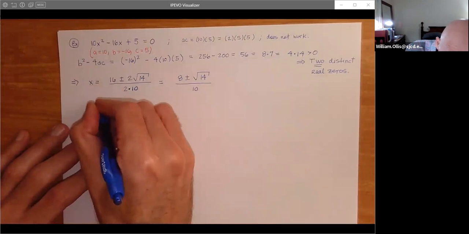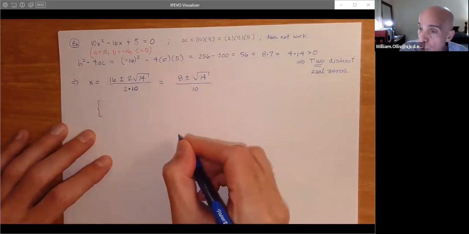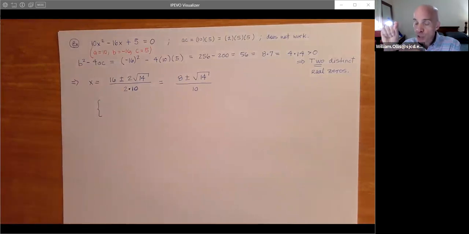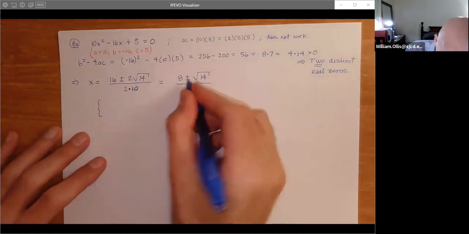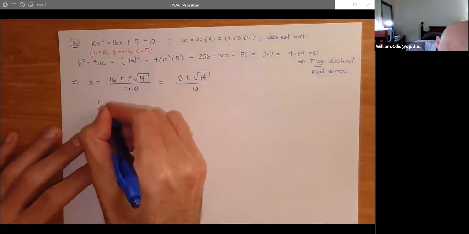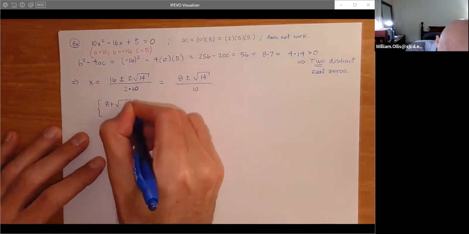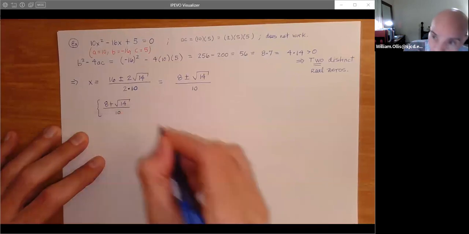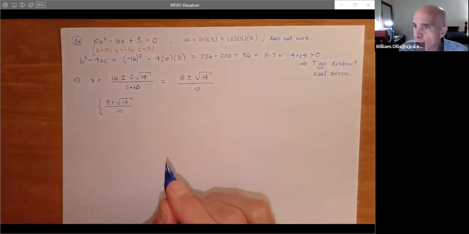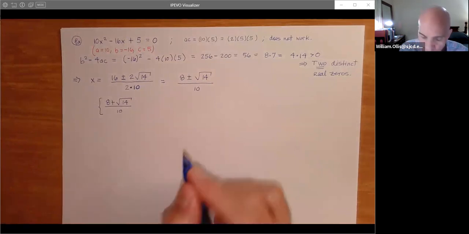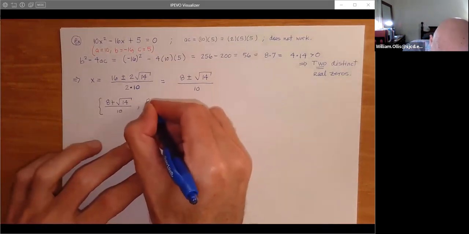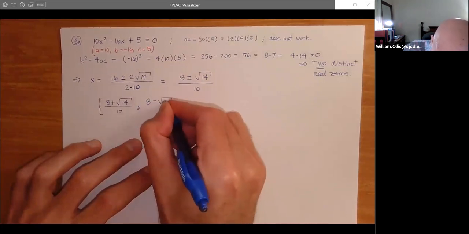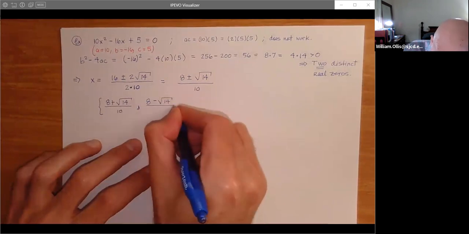So we can say, like in WebAssign, we can list our zeros exactly. We'll use our little fraction bar, go over to the math palette where you've got your fraction, click on that, and then upstairs we'll type 8 plus square root 14. And then downstairs a 10, that will be our first zero. Usually they won't mind which one you put first. If they specify, they'll let you know. Then comma, and then 8 minus square root 14 divided by 10.